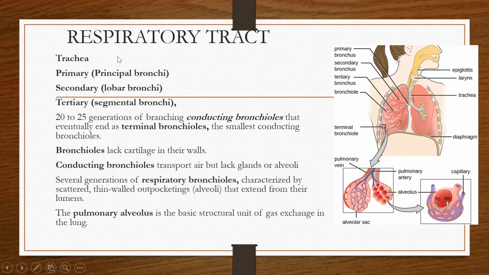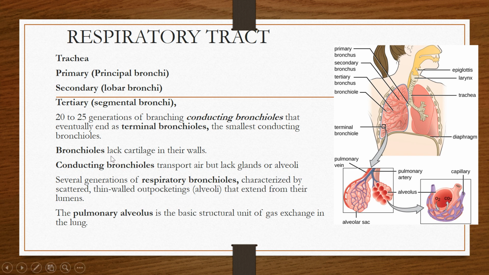So again I will revise. There is trachea, 2 primary bronchi, 3 secondary bronchi on the right side and 2 secondary bronchi on the left side, 10 tertiary bronchi on the right side and 10 tertiary bronchi on the left side, then many terminal bronchioles on the right side and many terminal bronchioles on the left side. Terminal bronchiole is the last conducting part of the respiratory system. Respiratory bronchiole is the first respiratory part of the respiratory system.